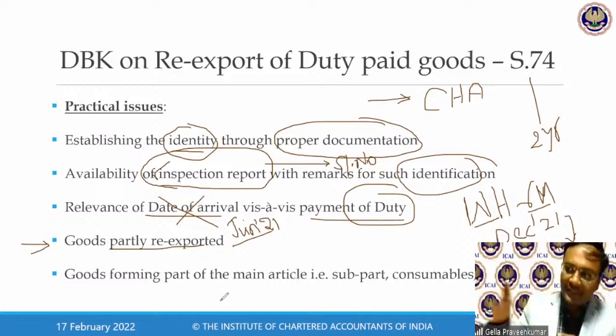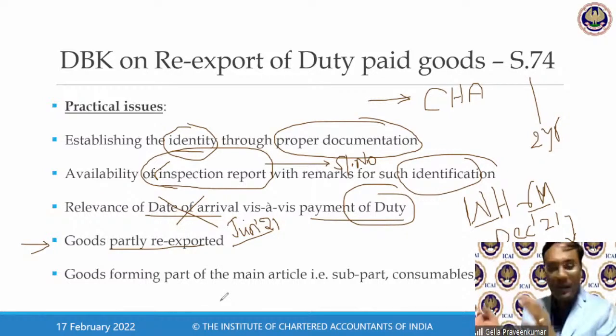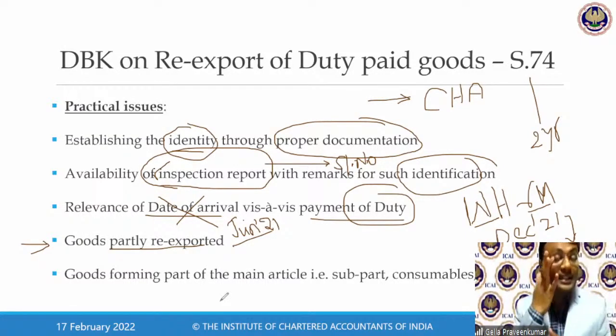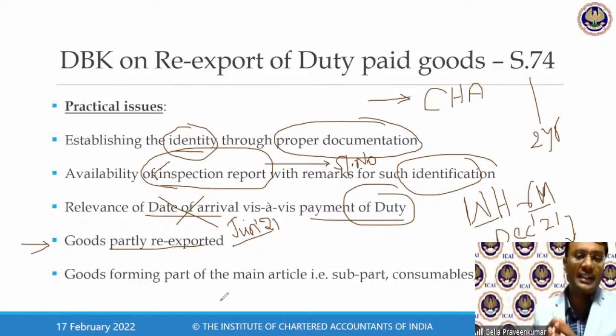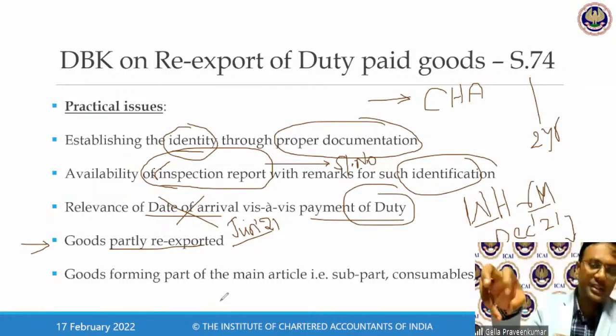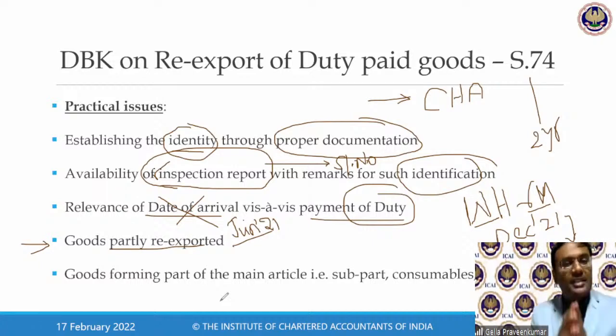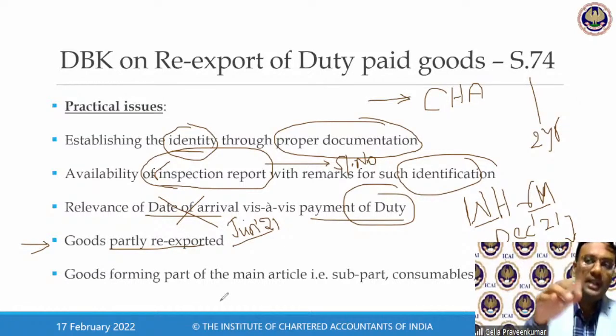So if one of the components of the server station malfunctions, I need not send back the entire server station. Only the part of the server station I have to send back. Now, it becomes a challenge for me. Reason, for a moment, assuming that there is a hard disk which is forming part of a server station, only that hard disk I have to send back. It's quite challenging. I've imported 10 items as per my bill of entry. Only 1 or 2 components I have to send back as a re-export.